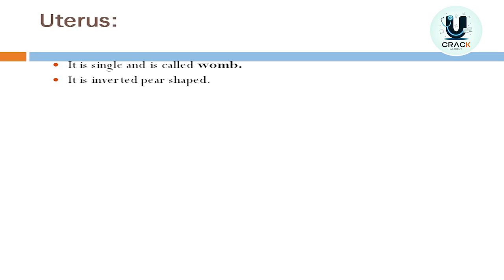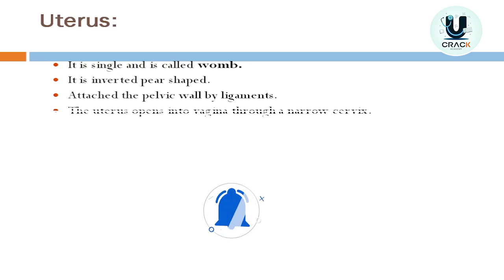It is an inverted pear shape. அது என்ன ஷேப்பில் இருக்கும்? Pear ஷேப்பில் இருக்கும் uterus. இது pelvic wall-ல் ligament மூலம் attach ஆகி இருக்கும். எல்லாமே lower part of abdomen தான்.